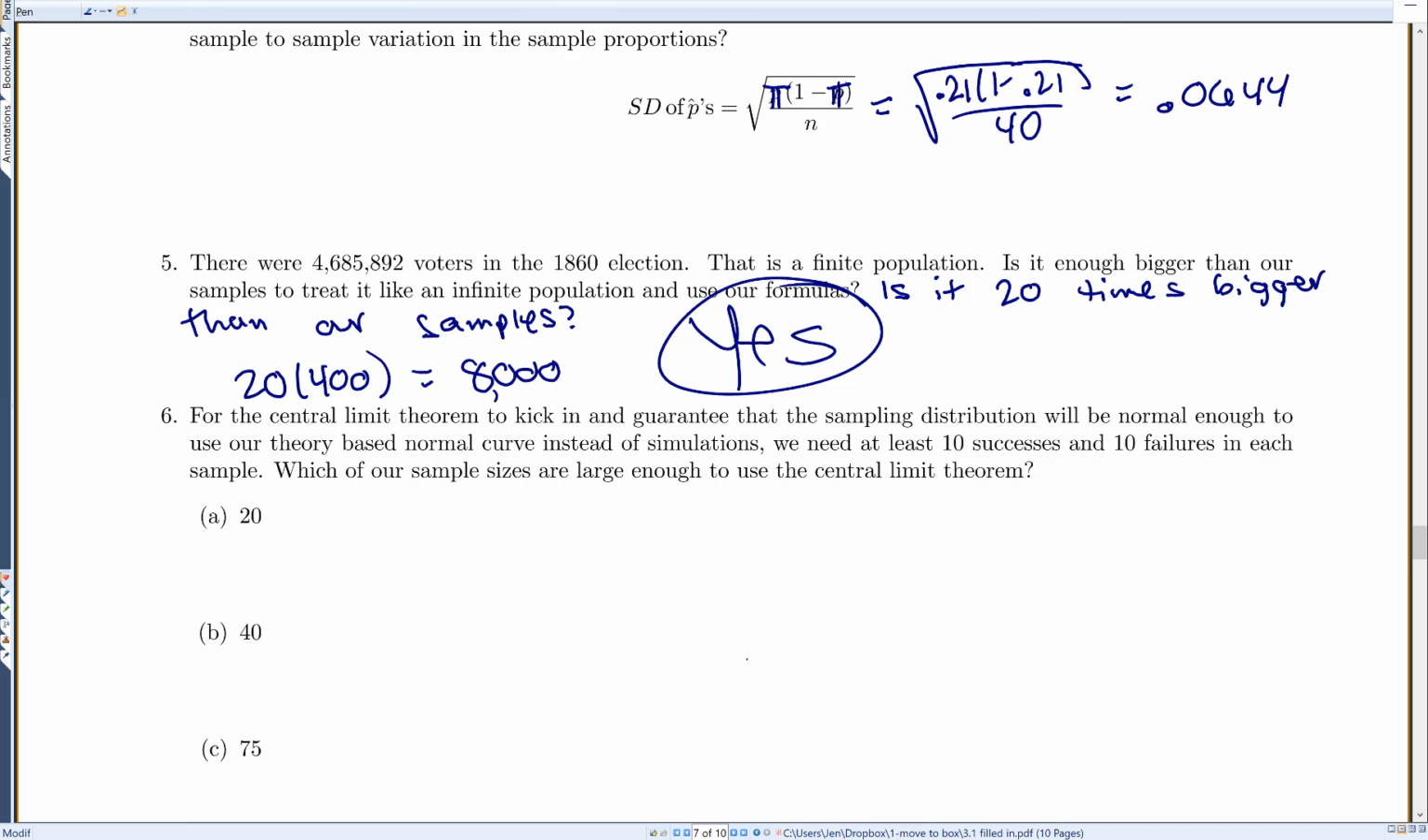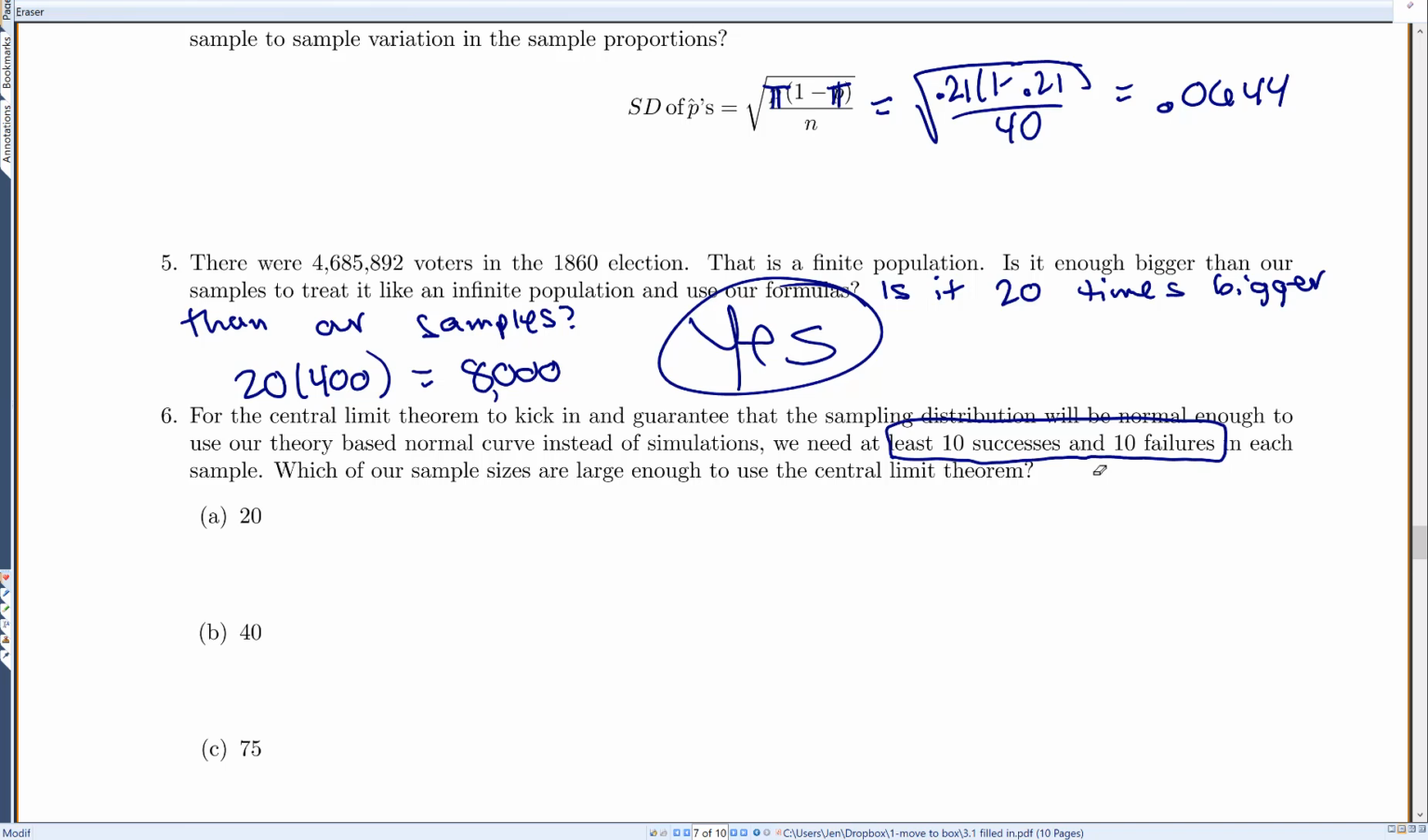You can say, in my sample, there were this many successes and this many failures. But we don't have a sample at this moment. This is all theoretical, so I can't tell you how many successes and failures I got. But we can look at how many we expected. We need at least 10 successes and 10 failures. So let's look at how many we expect.